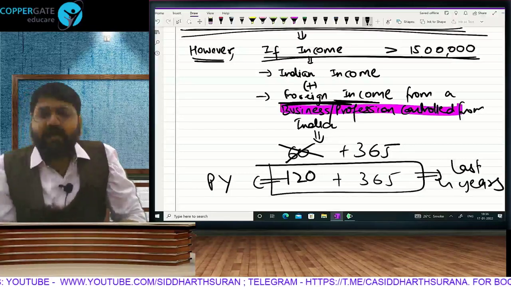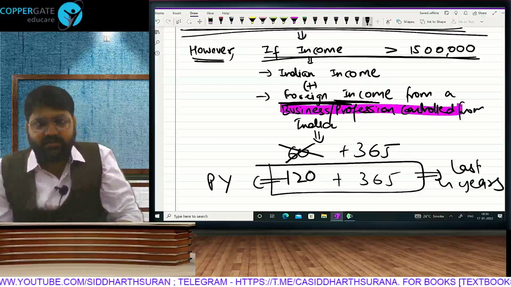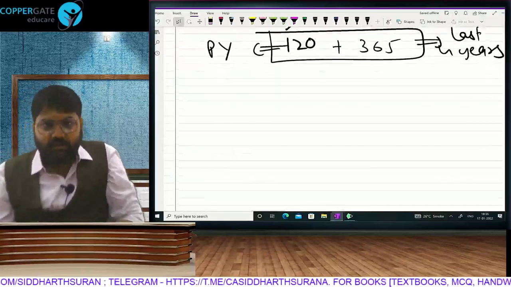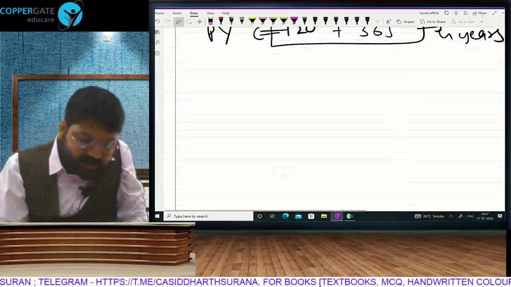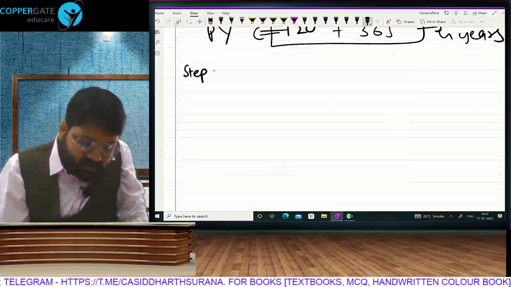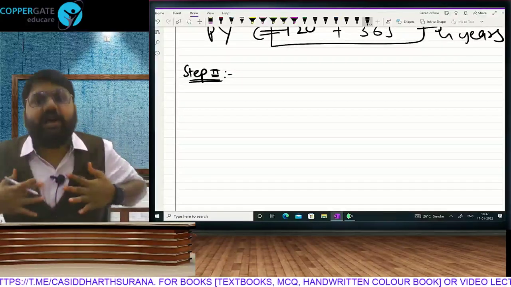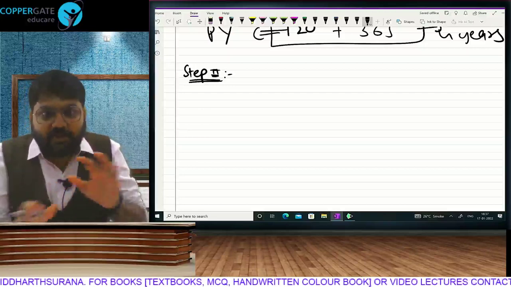Ladies and gentlemen, have we understood step number 1 under residential status of individual? Actually, only step number 1 is very big. Step number 2 is very small and it will get over very fast. So what I'll do is, I will complete step number 2. So peacefully we can say the biggest part, residential status of individual, is over.